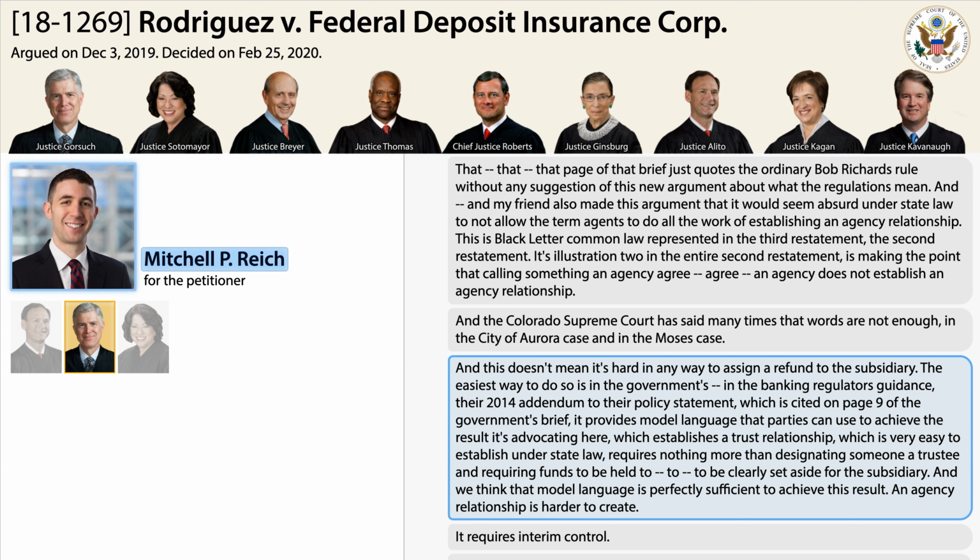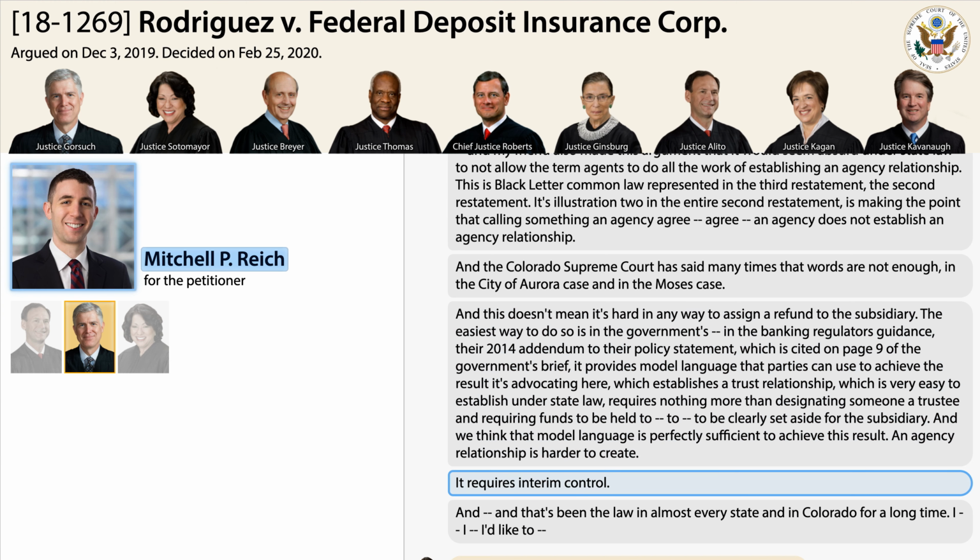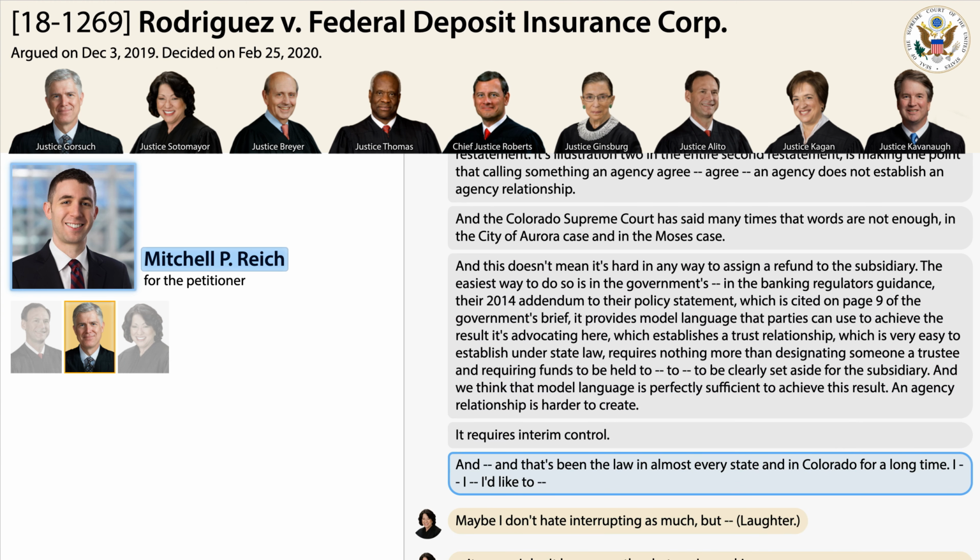And this doesn't mean it's hard in any way to assign a refund to the subsidiary. The easiest way to do so is in the banking regulators' guidance, their 2014 addendum to their policy statements, which is cited on page 9 of the government's brief. It provides model language that parties can use to achieve the result it's advocating here, which establishes a trust relationship. That is very easy to establish under state law, requiring nothing more than designating someone a trustee and requiring funds to be clearly set aside for the subsidiary. We think that model language is perfectly sufficient to achieve this result. An agency relationship is harder to create. It requires interim control, and that's been the law in almost every state and in Colorado for a long time.